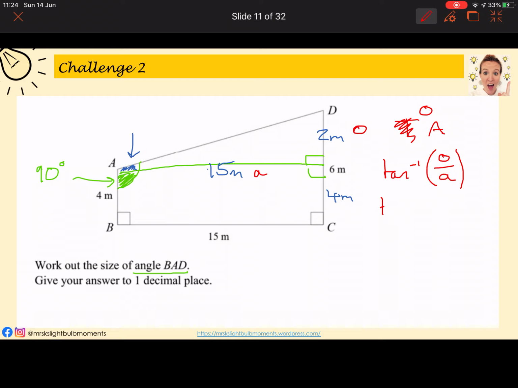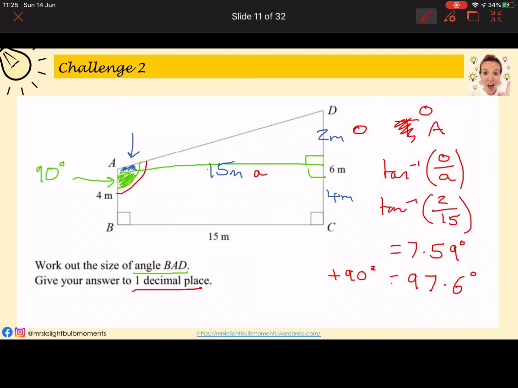Okay, let's plug in what we know. So we need to do tan to the minus 1 of 2 over 15. And we should get 7.59 degrees. Okay, so it's only a very tiny angle, that little one there. That's not our final answer because remember we have to add those two bits together to get the whole angle. So we need to add on 90 degrees and we will get 97, and it wanted it to one decimal place, so 97.6 degrees. That's your final answer.